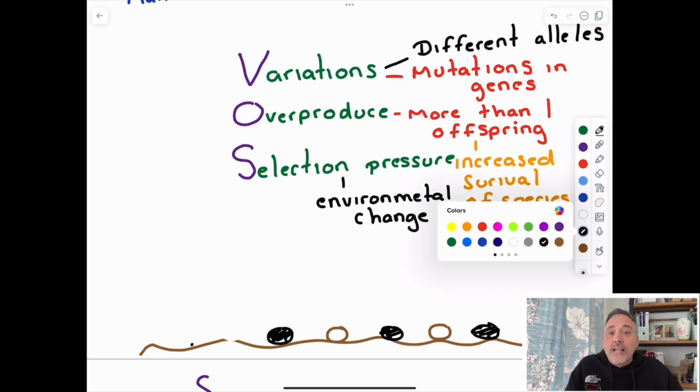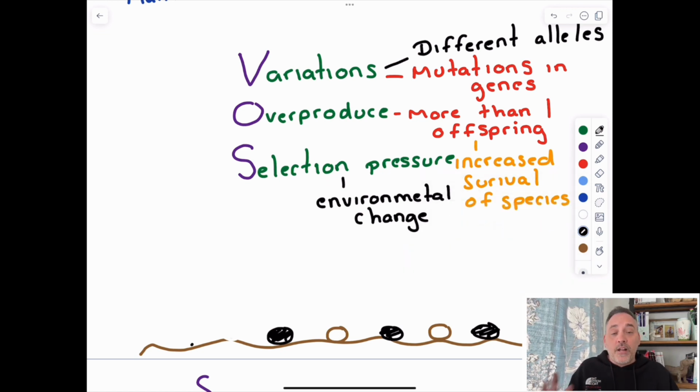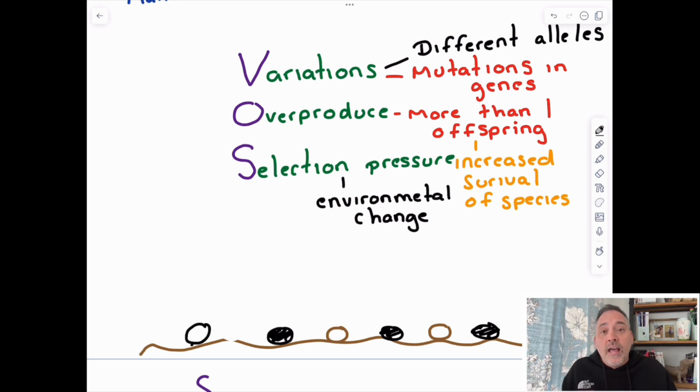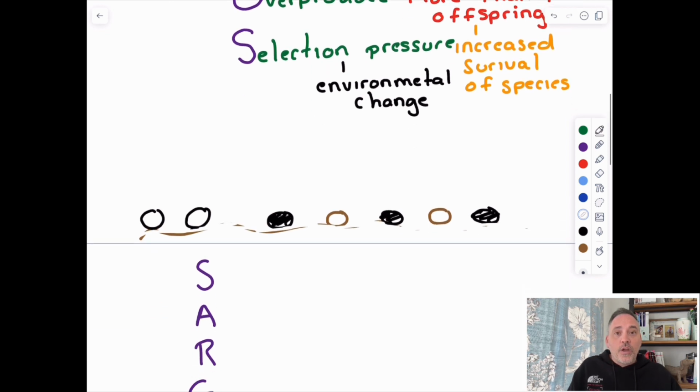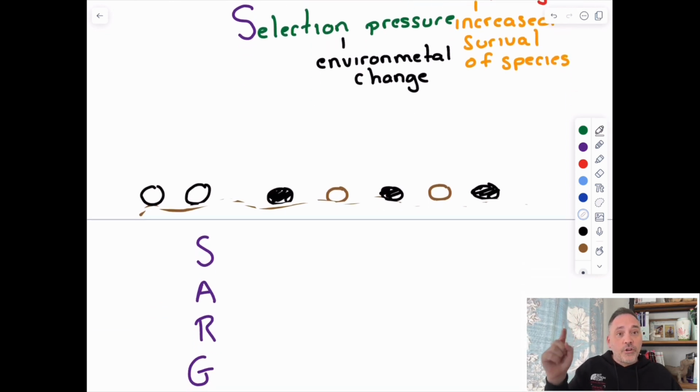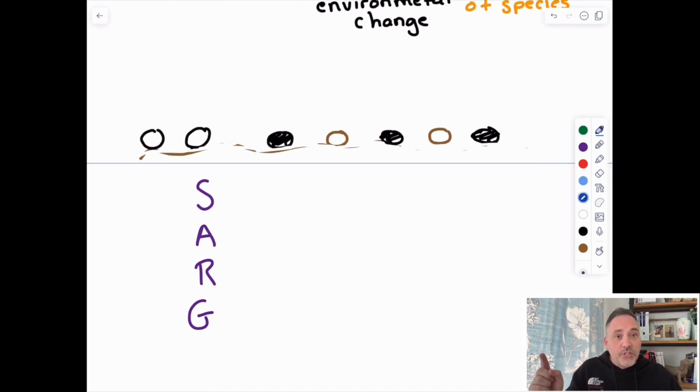And all of a sudden, let's say there's an environmental change, which was a selection pressure. So it started to snow, and the snow laid on the ground for a very long time. Now that's a change in the environment. Because of that, our next S comes into play, which is survival of the fittest. So this is V for variation, O for overproduction, S for selection pressure, S for survival of the fittest.